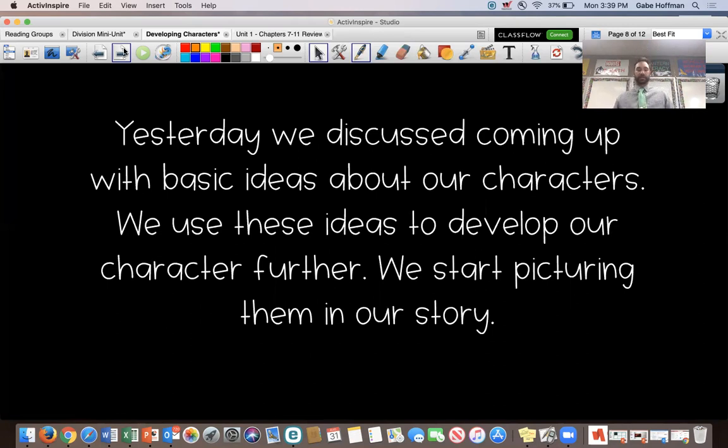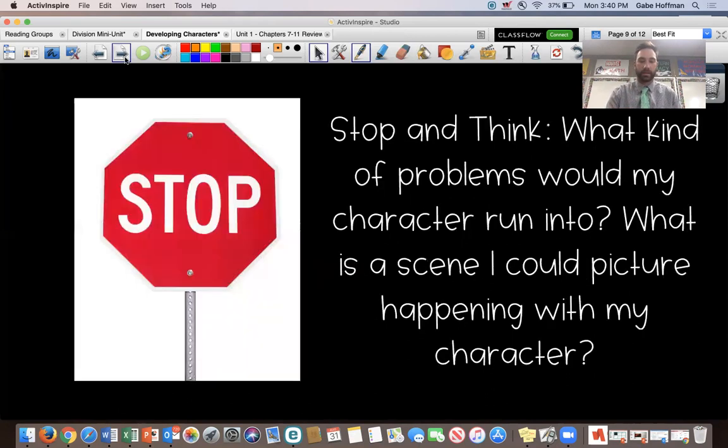So yesterday we discussed coming up with the basic ideas, and we're really going to use those ideas to develop our character further and start picturing them within the story. That's our goal today, to be able to picture our character within a story and write just a small portion, like one scene from a story using our character.